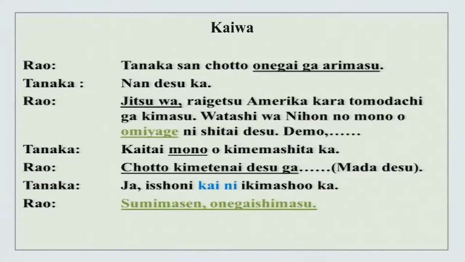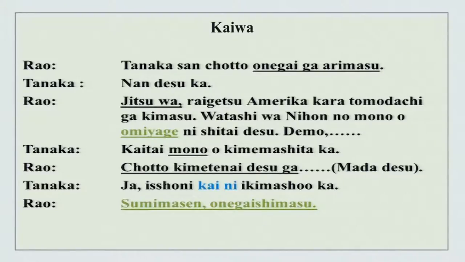Hai, Tanaka-san, chotto onegai ga arimasu. Nan desu ka? Jitsu wa raigetsu Amerika kara tomodachi ga kimasu. Watashi wa Nihon no mono wo omiyage ni shitai desu. Demo, kaitai mono wo kimemashita ka? Chotto kimete nai desu ga.